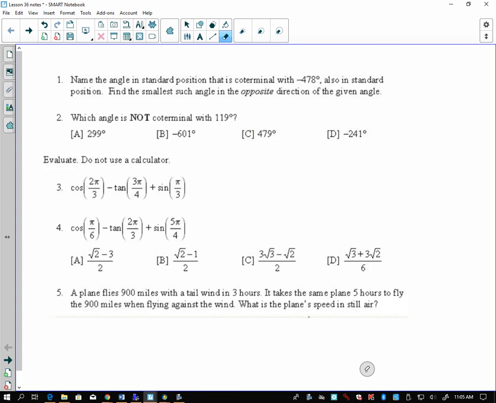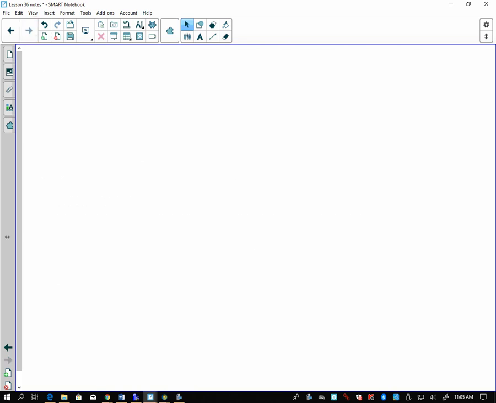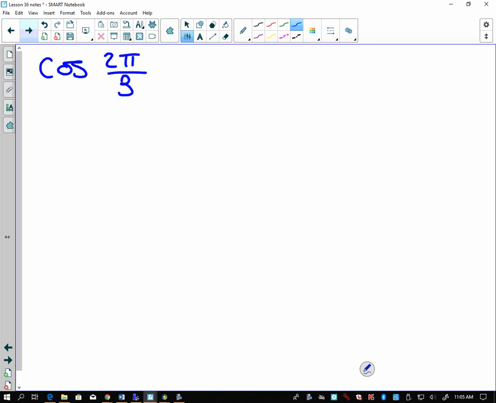All right, let's see. I'm going to go ahead and take this over to another page so I can blow it up, expand it, and write a little bit more. So you guys are looking at this. We've got cosine 2 pi over 3 minus tangent 3 pi over 4 plus sine pi over 3.